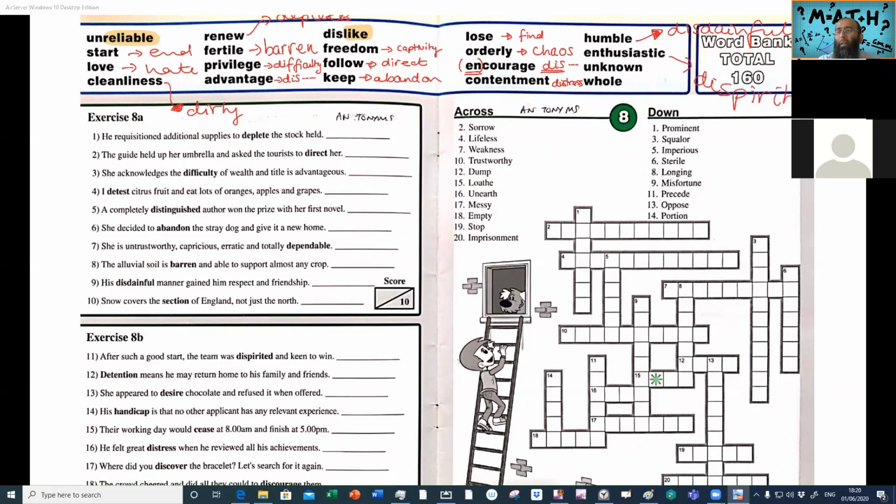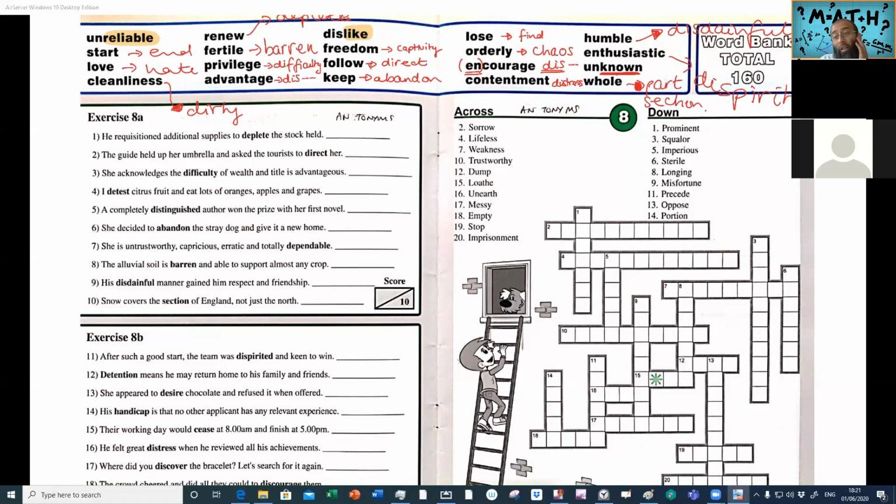When you're dispirited, that means you're not excited. What's the opposite of gloom? Could you write gloom? Okay, that's fine. What's the opposite of unknown? No, that's easy. What's the opposite of whole? Not whole. It's part or section.